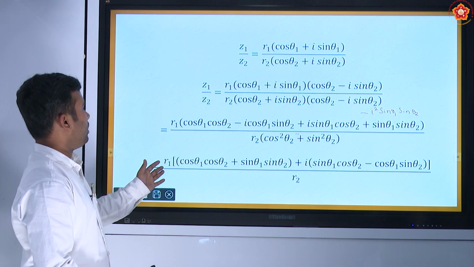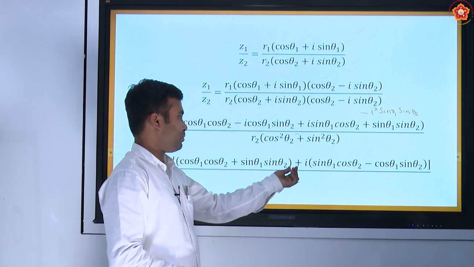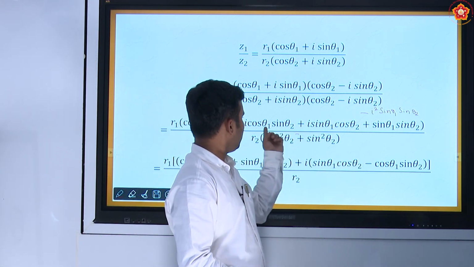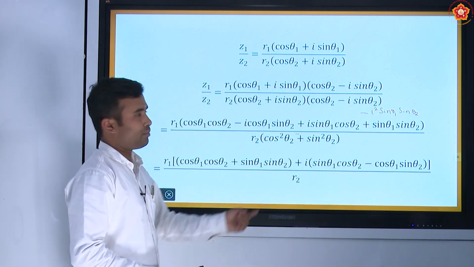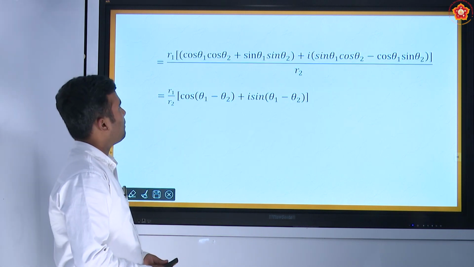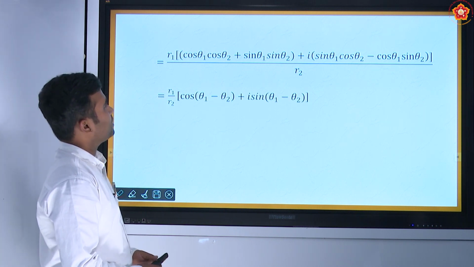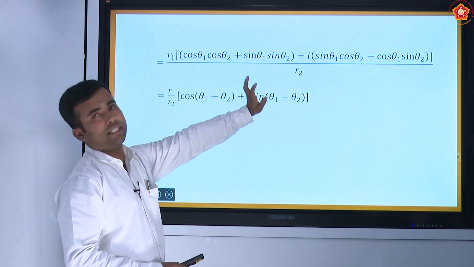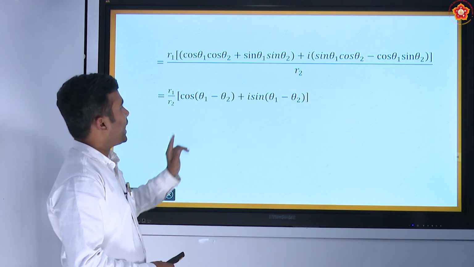We will get R1 into cos theta 1 cos theta 2 plus sin theta 1 sin theta 2, plus i times sin theta 1 cos theta 2 minus cos theta 1 sin theta 2, divided by R2. Now, in the next step, this is cos theta 1 cos theta 2 plus sin theta 1 sin theta 2, the formula of cos(A minus B).